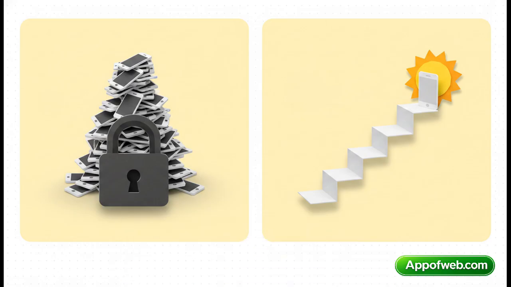Compare that to the best practices. Always lead with the value the user actually gets. Keep it to a concise 3 to 5 screens maximum. And use progressive disclosure, which basically means revealing complexity only as the user actually needs it.